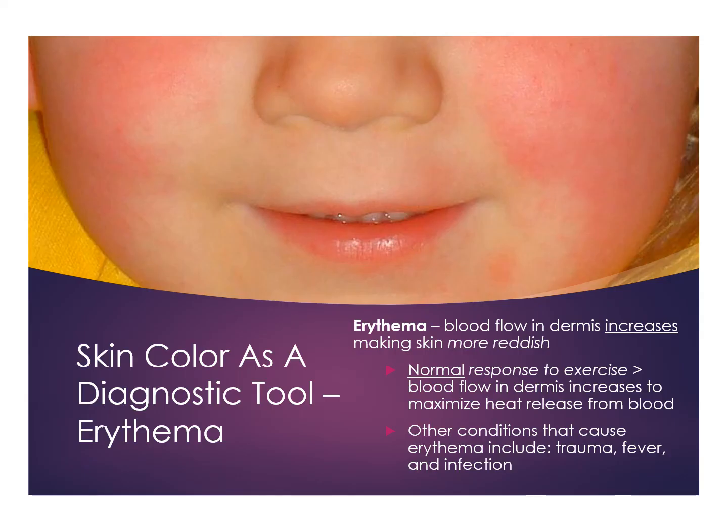Color changes associated with the amount of blood flow in the dermis can be useful in the diagnosis of disease. Erythema, or flushing, occurs when blood flow to the dermis increases and the skin takes on a reddish hue as a result. You can see an example of erythema here in this young child's cheeks. You see this pinkish hue that almost borders on red. This is a normal response during exercise because blood flow to the dermis increases to maximize heat release from the blood. But erythema can also occur when blood flow increases due to trauma, fever, inflammation, or infection.